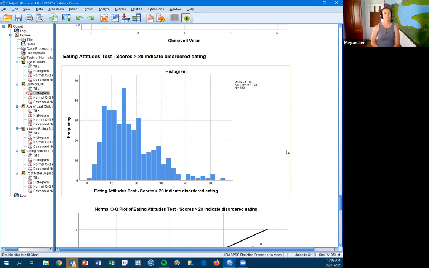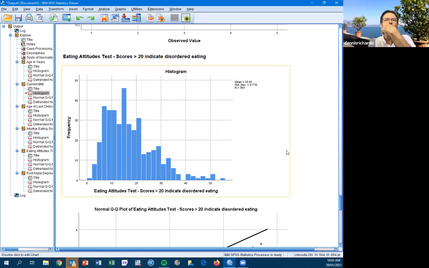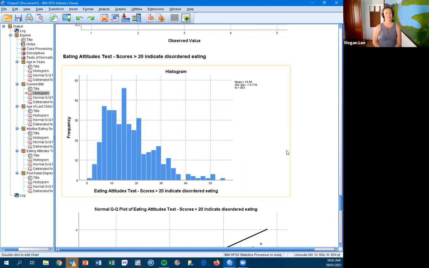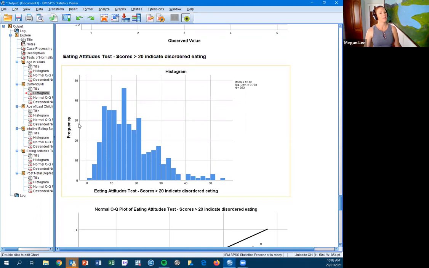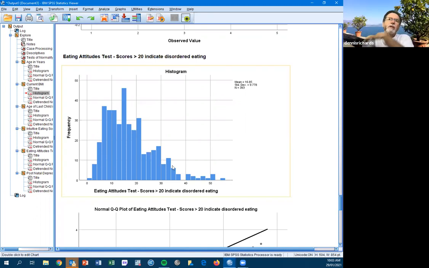It's not really a normal curve. It's skewed to the lower end. What I find interesting about this is that it's very similar to the BMI curve. Isn't it? Yeah, it is. It would be interesting to overlap these two histograms and see how they look. So how do you interpret that?